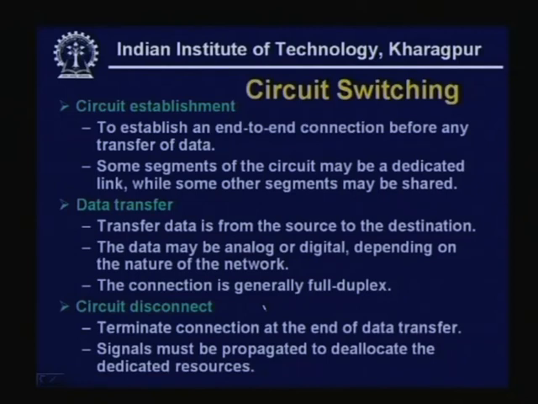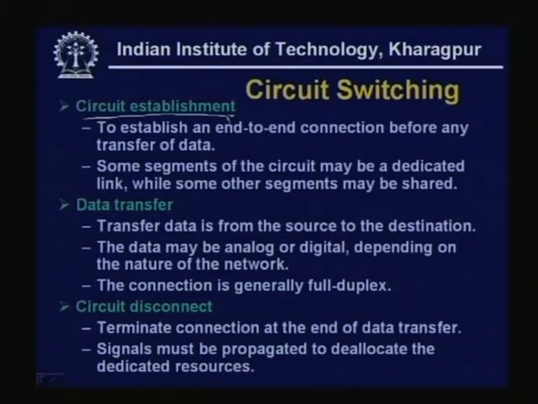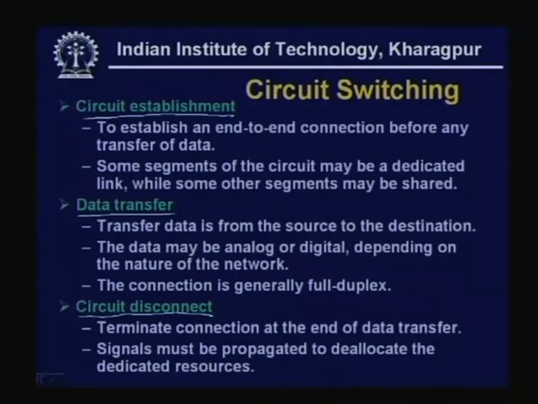And circuit switching involves three important phases for communication. First one is known as circuit establishment, then data transfer, and third is circuit disconnect. So, the circuit establishment phase is used to establish an end-to-end connection before any transfer of data. Before any transfer of data can be performed, as I mentioned, you have to set up a direct link, and some segments of the circuit may be dedicated links, while some other segments may be shared. So, there are two alternatives. It can be dedicated, it can be shared.